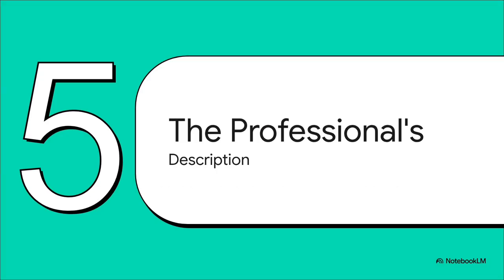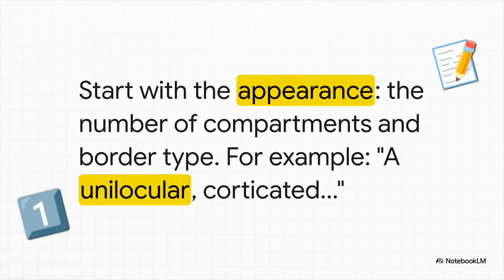Okay. Deep breath, we've collected all our clues. We know about light versus dark, single versus multiple compartments, borders, locations, textures. Now it's time to put it all together. It's time to build our case file and create a full professional description. So you always start with the structure. How many parts does it have? What's the border like? So our professional description begins with a unilocular, corticated.